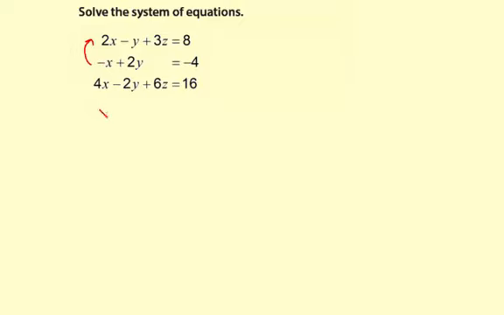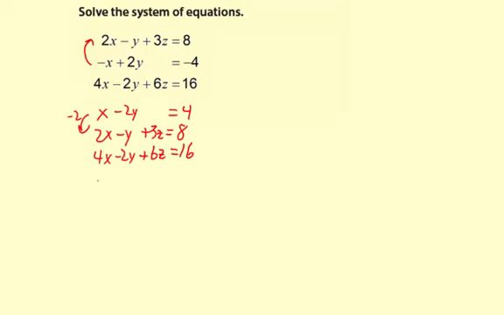It's going to be x minus 2y equals 4. Then my new equation 2 is going to be 2x minus y plus 3z equals 8. And then equation 3 is going to be 4x minus 2y plus 6z equals 16. Okay, so now I want to get rid of the x term in equation 2. Looks like if I multiply equation 1 by -2 and then add it to equation 2, that'll get rid of this 2x down here. So let's do that.